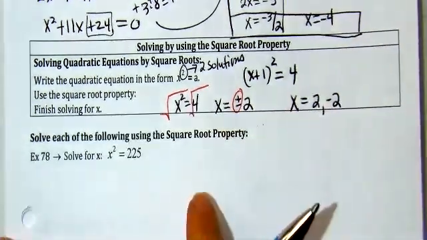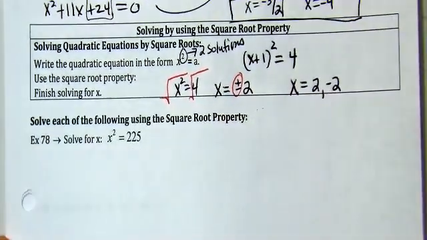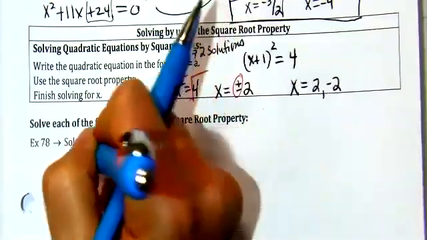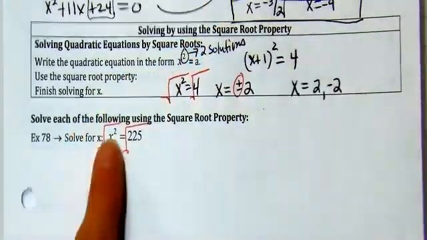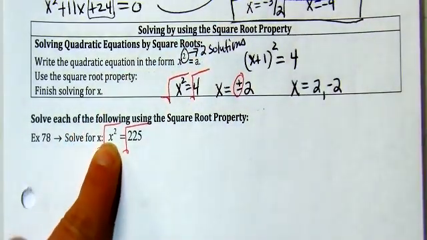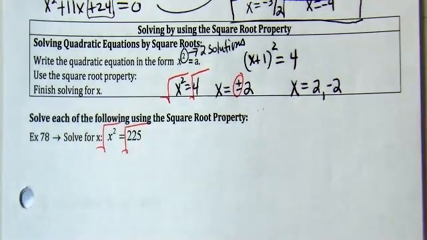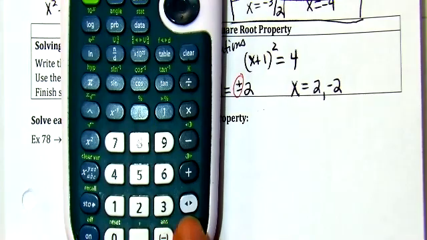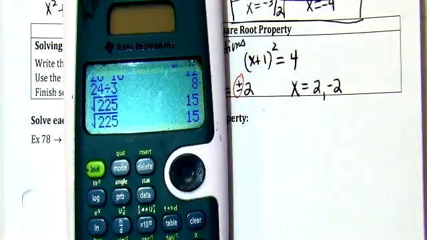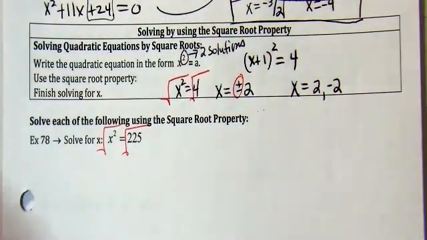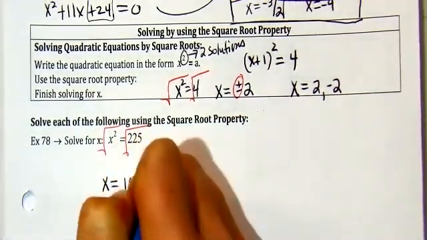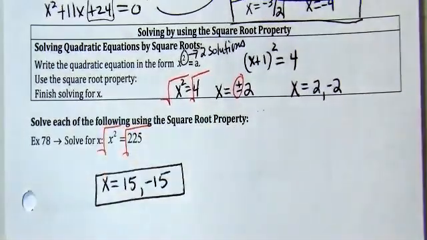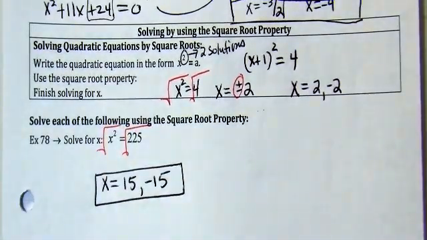Okay, so if we look at example 78, if we have x squared equals 225. So again, I want to know what x equals, not x squared. So since the x squared is already by itself on the left-hand side, we could just square root each side. So we're going to say, what is the square root of 225? Let me check that in my calculator, which is 15. So we say x equals a positive 15 and a negative 15. So again, you just have to remember that it's 2 solutions.